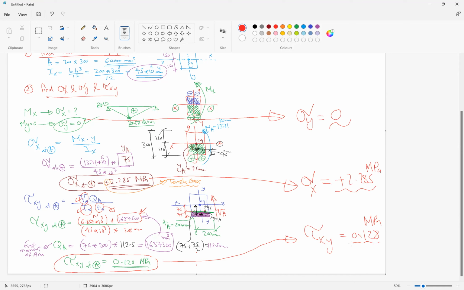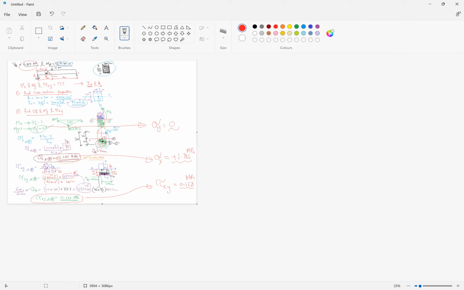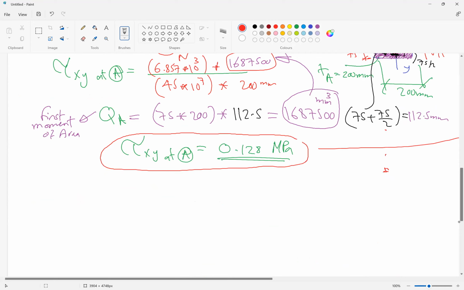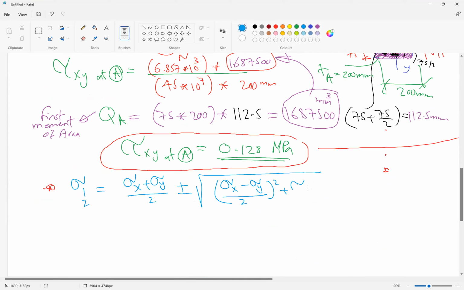Okay, what is the next step, guys? Can anyone help me to know what the next step is? The next and final step is to find sigma 1, 2, which is equal to sigma x plus sigma y all over 2, plus or minus the root of sigma x minus sigma y over 2 all squared, plus tau xy squared. So what we will do is just substitution.